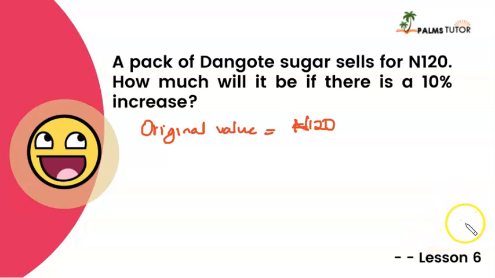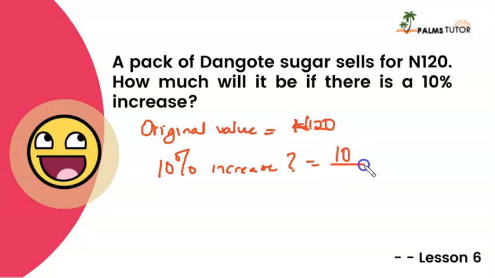So now, if today you go to the market and you say, oh, there's a 10% increase in the price of a pack of Dangote sugar, what does that mean for you? How much will it be if there's a 10% increase? So what's the value of the 10% increase? We have 10 over 100 multiplied by 120.